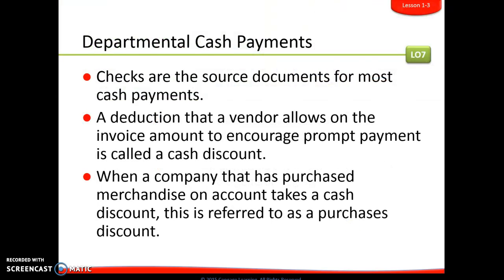So departmental cash payments. Checks are the source documents for most cash payments. A deduction that a vendor allows on the invoice amount to encourage prompt payment is called a cash discount. When a company that has purchased merchandise on account takes a cash discount, this then is referred to as a purchases discount.